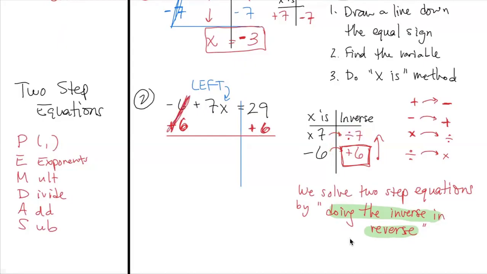These cancel. 6 minus 6 is 0. That's why I did it. And I'm going to bring down my 7x because that's all that's left over. Here, I can add these. These are both positive, so I add those together and I get 35.